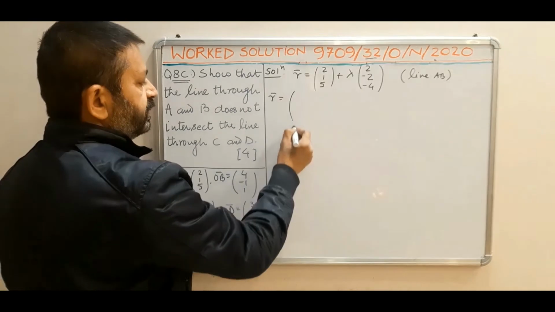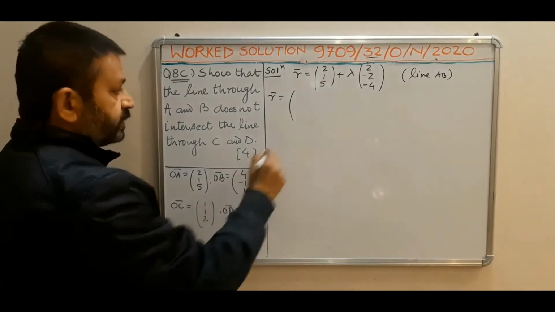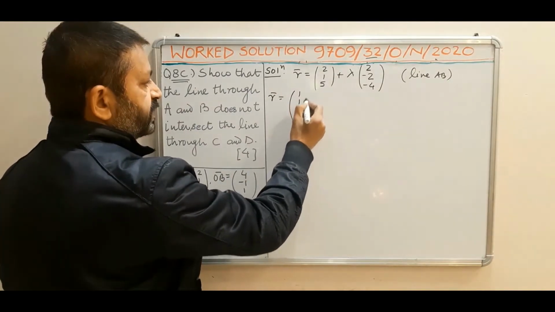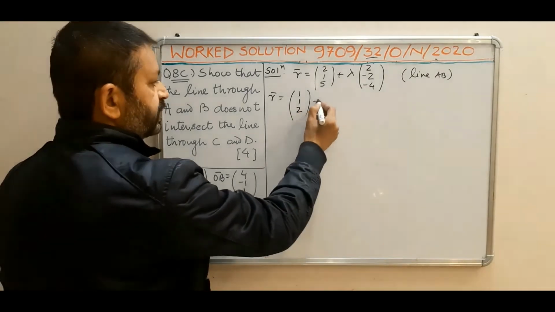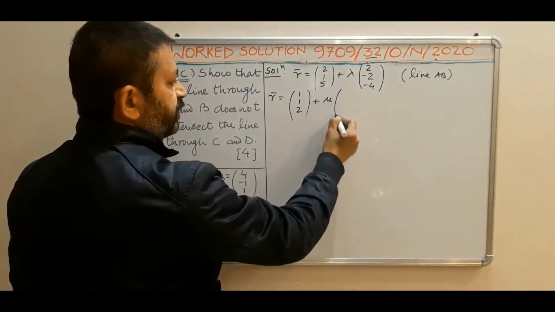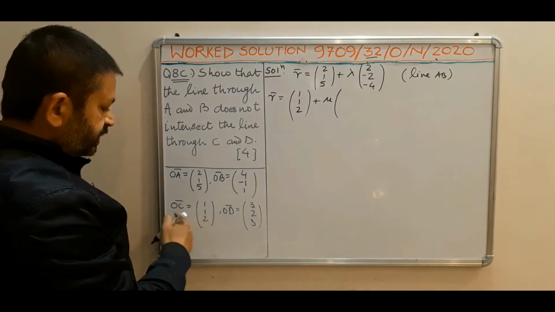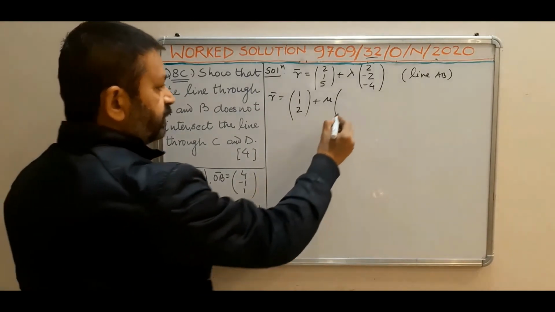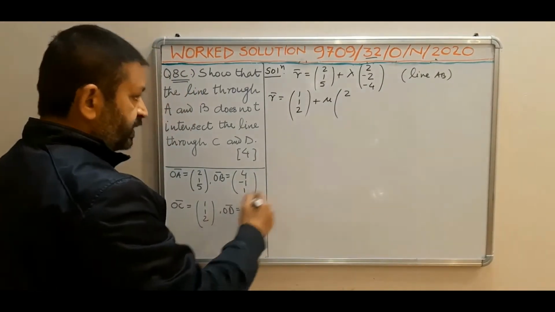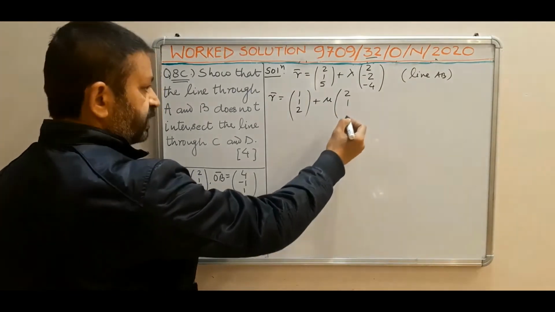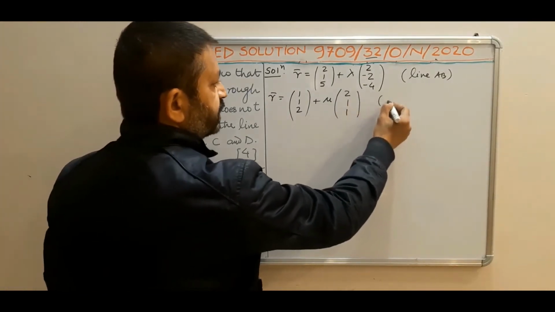Find line CD. Position vector of point C is (1, 1, 2) plus a scalar, say mu, times vector CD. CD will be 3 minus 1, that is 2, 2 minus 1 is 1, and 3 minus 2 is 1. So this is line CD.